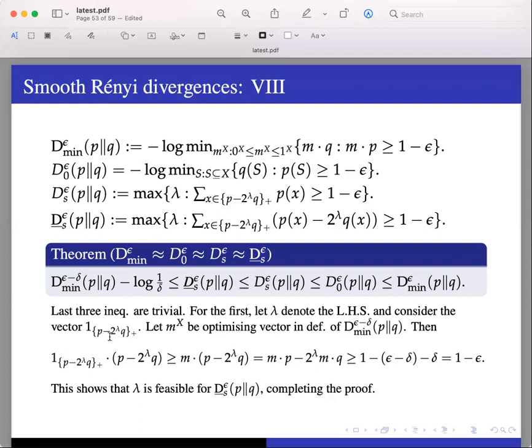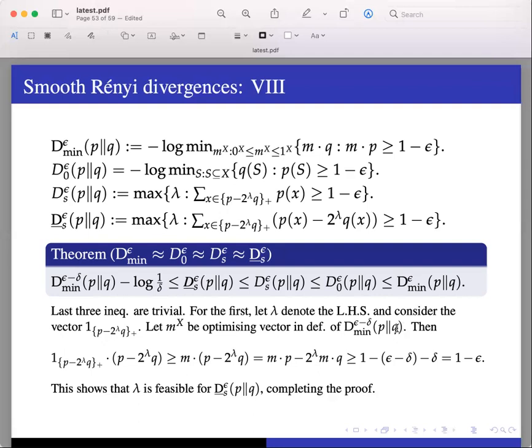So what is this vector? I have the plus set. Basically these are the symbols x where the ratio px by qx is larger than 2 to the power lambda, where lambda is this left-hand side. So this is the indicator vector for that set. It is a vector which takes the value 1 for x's where the ratio is larger than 2 to the power lambda, and it takes the value 0 for x's where the ratio is smaller than 2 to the power lambda. This is the indicator. Now let m be the optimizing vector in the definition of this D min epsilon minus delta quantity.